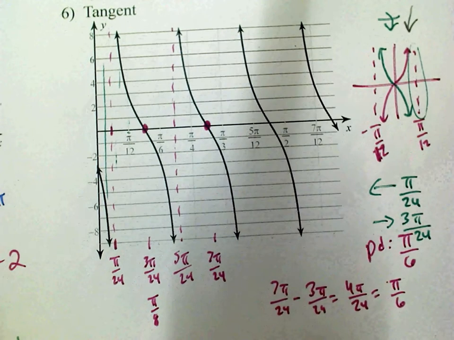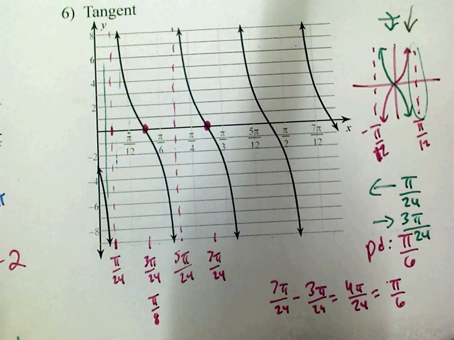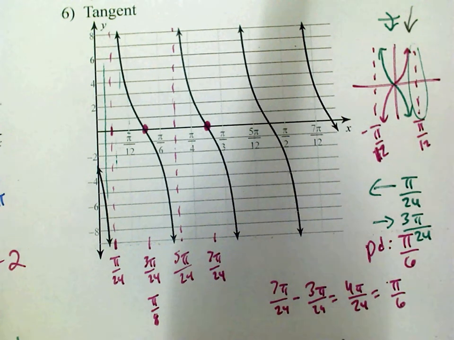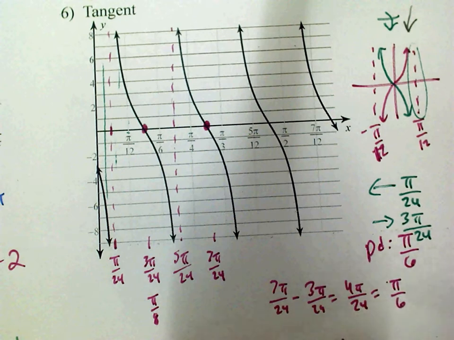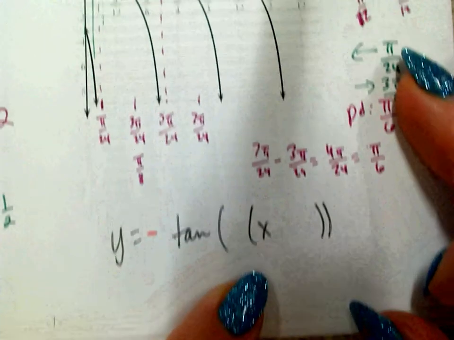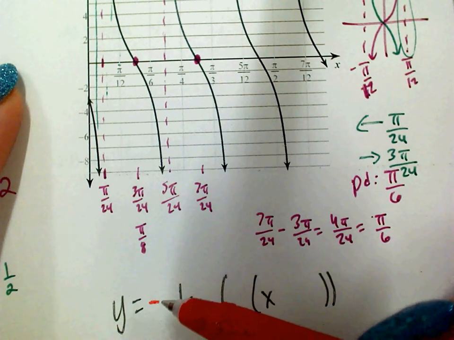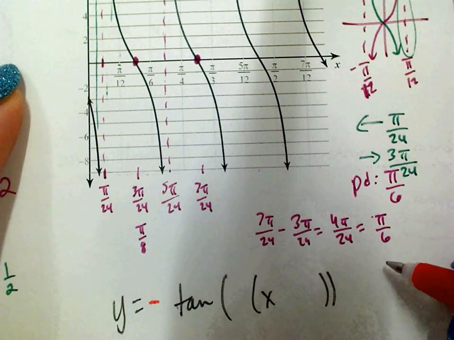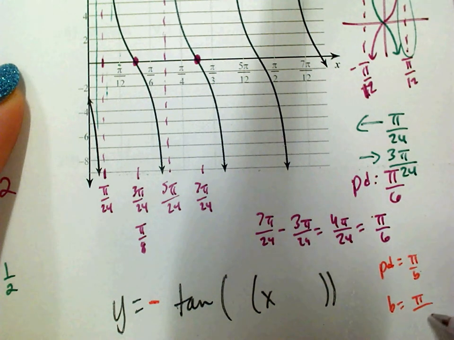Y equals tangent x. Okay, so I did say we were going to have a negative because it's a flip. I'll figure out if there's a number out front in a second. So negative out front because of the flip. The period is pi over 6, so period is pi over b, or b equals pi over the period, which is pi over 6, or multiply by 6 over pi. So there should be a 6 right here.